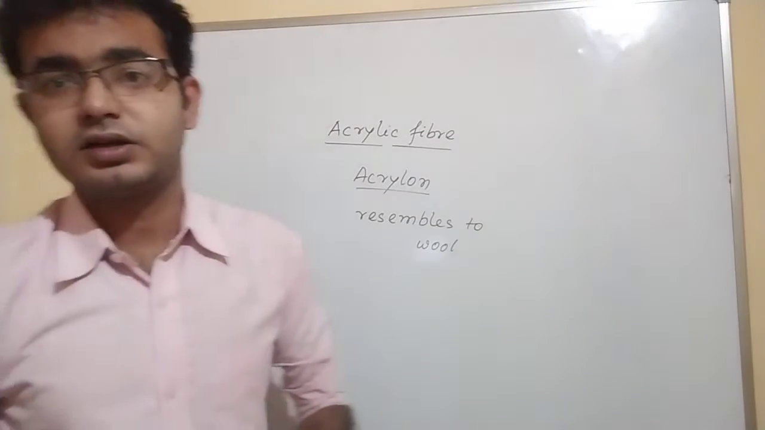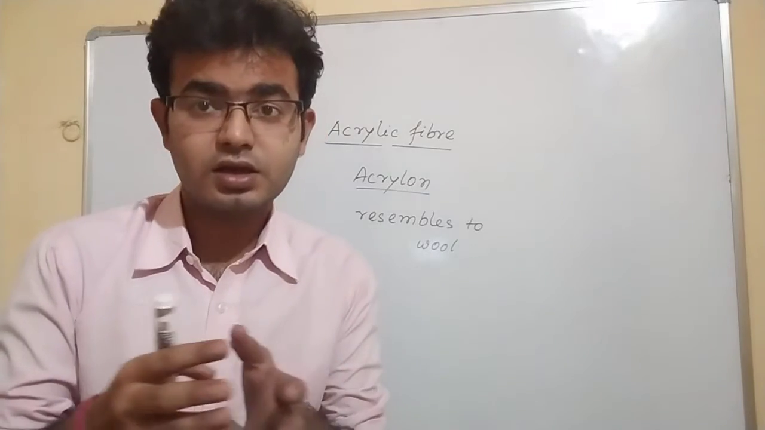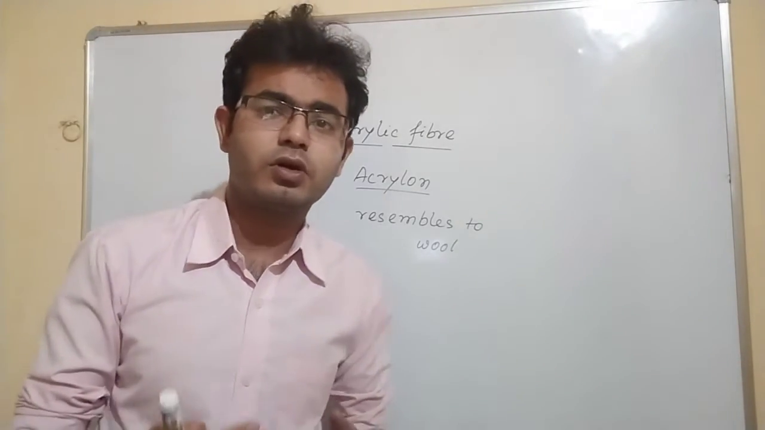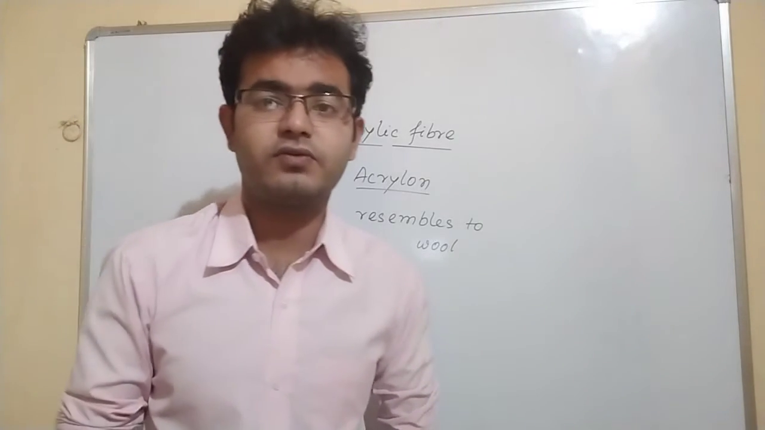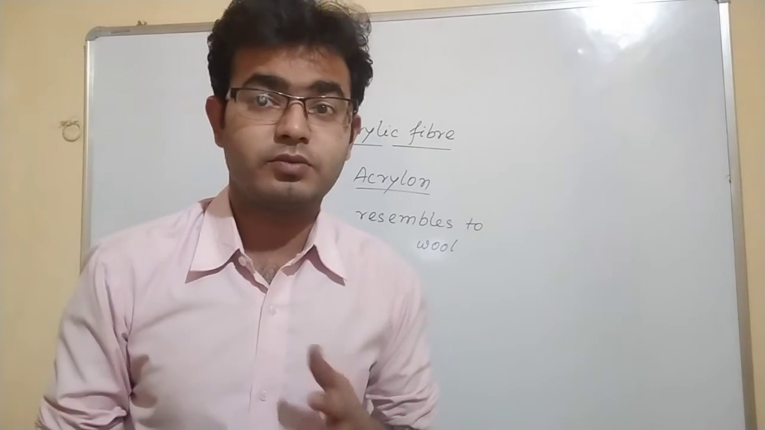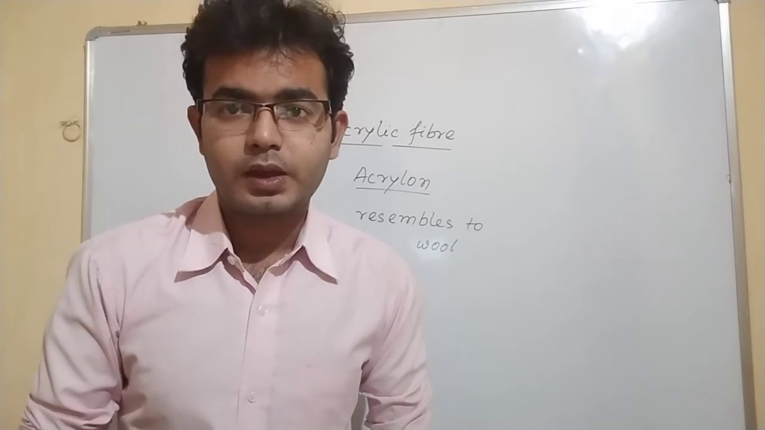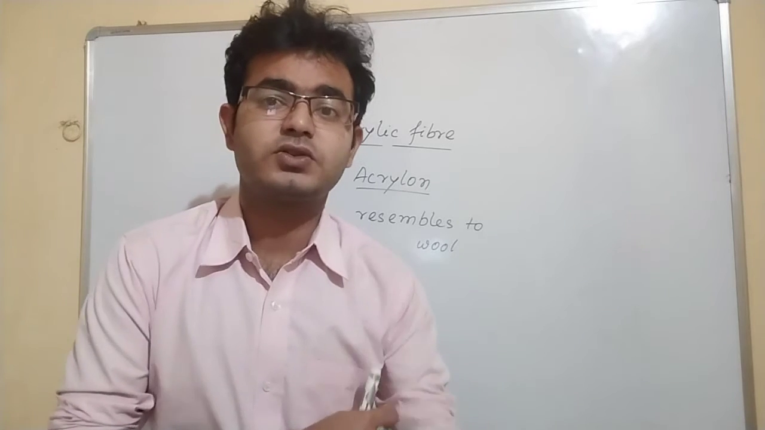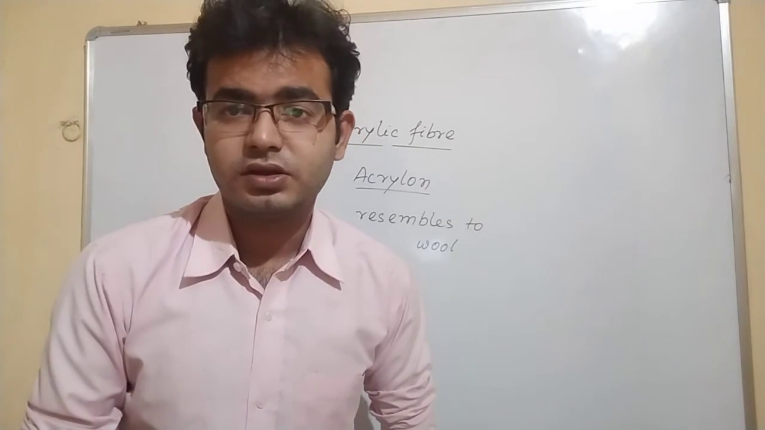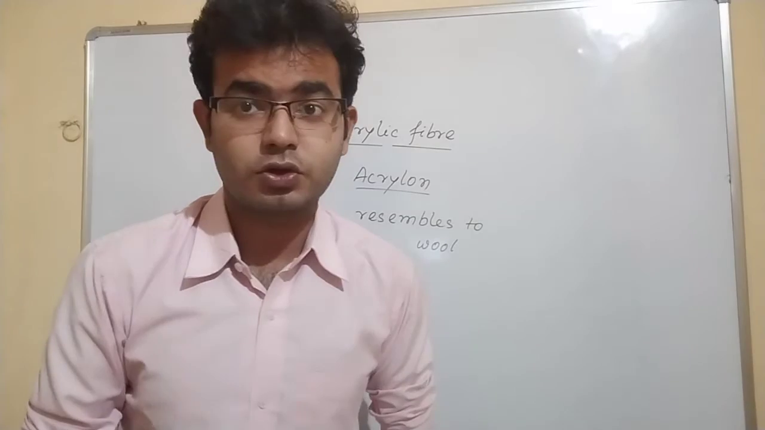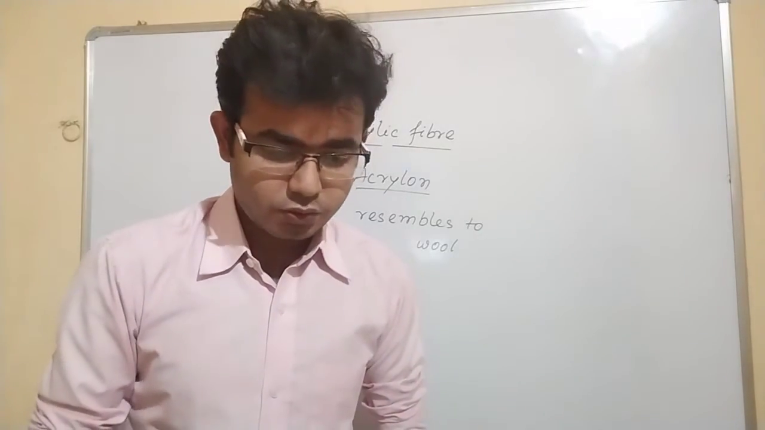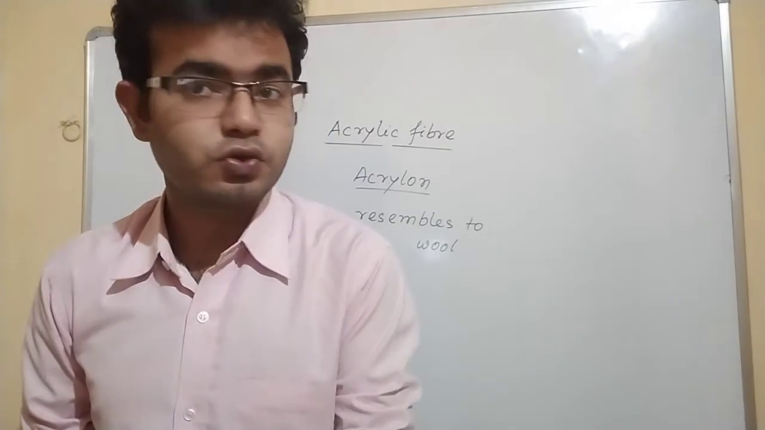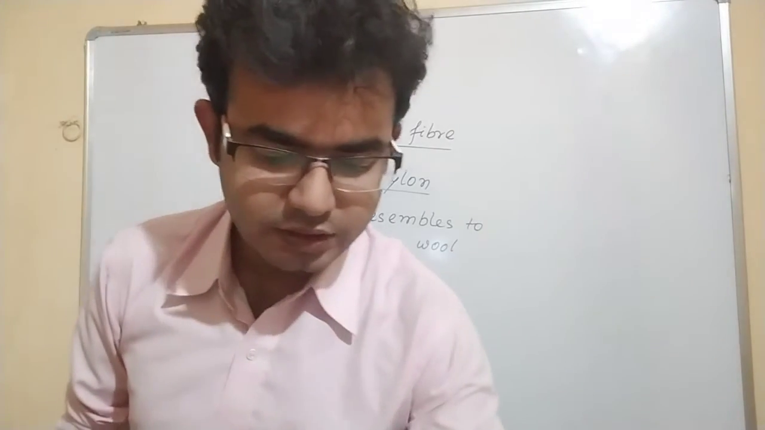So as rayon was the silk-like fiber, here it is a wool-like fiber. It is very well known to all of us that wool is a natural fiber which is used for making clothes, sweaters, and so on. So like wool, acrylon is also used for making sweaters, blankets, and shawls. So acrylic fiber, or acrylon, resembles wool. It is given in your book. Let us discuss from the book.